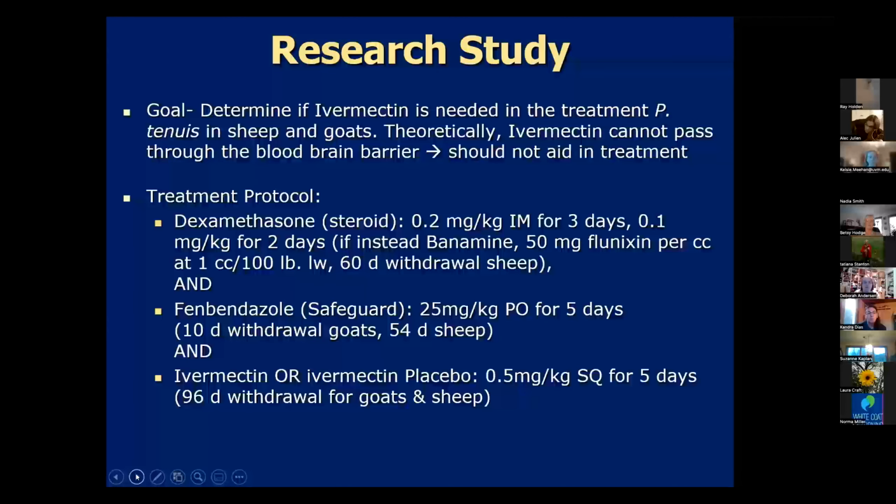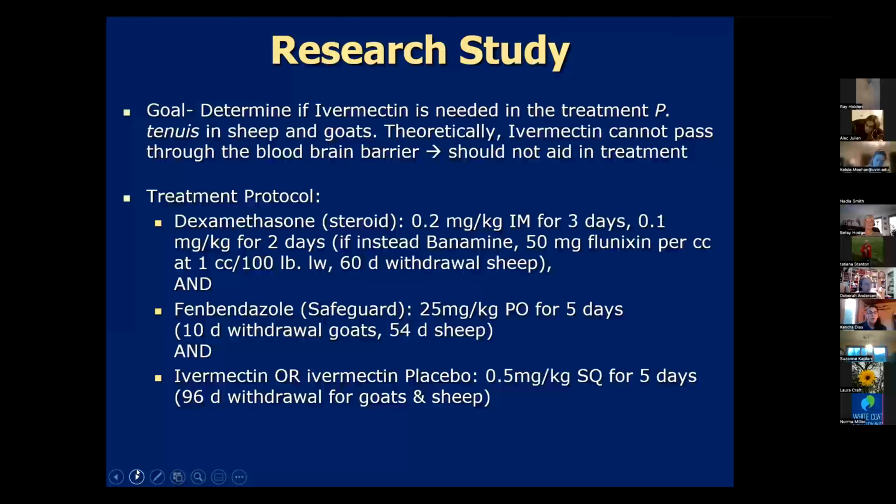And so we wanted to see whether you needed ivermectin, because theoretically ivermectin can't pass through the blood-brain barrier. So it shouldn't aid in treatment unless the animal's in the first 10 days of being infected. And usually in the first 10 days of being infected, the animal's not going to show any symptoms. And so we used a steroid, we used dexamethasone, and the purpose of that was to try and control the nerve damage. It's an anti-inflammatory, and we wanted to minimize that nerve damage.